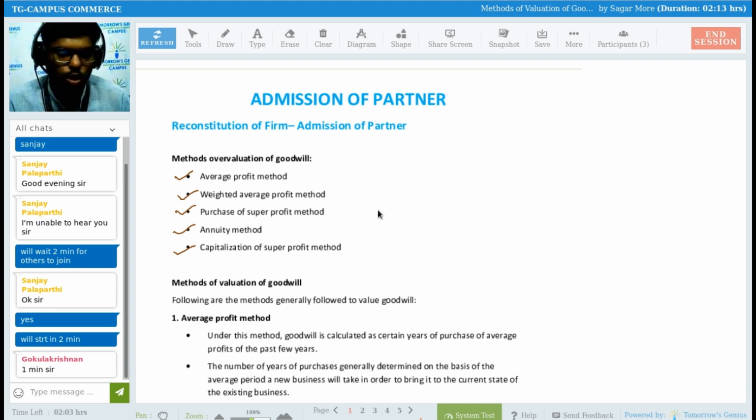So what does it mean? What is the meaning of average profit method? See, the average profit method is nothing but how much profit on average you are earning every year, right? For example, Sanjay, you are scoring, for the last 5 years, 80%, 82%, 83%, 78%, right? 75%. It means you are a student who is scoring on an average 75% to 80% of marks, right?